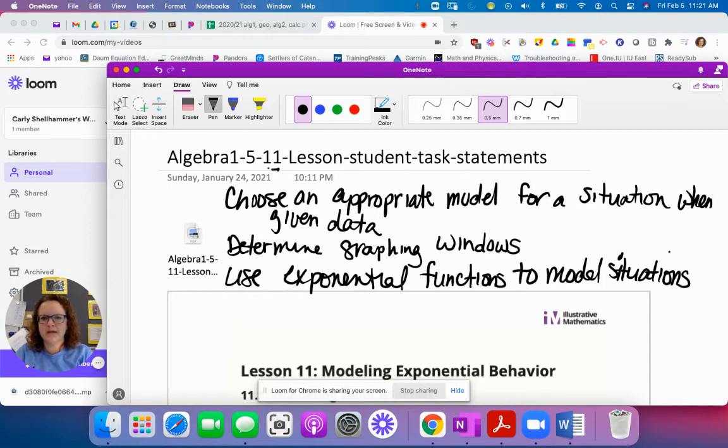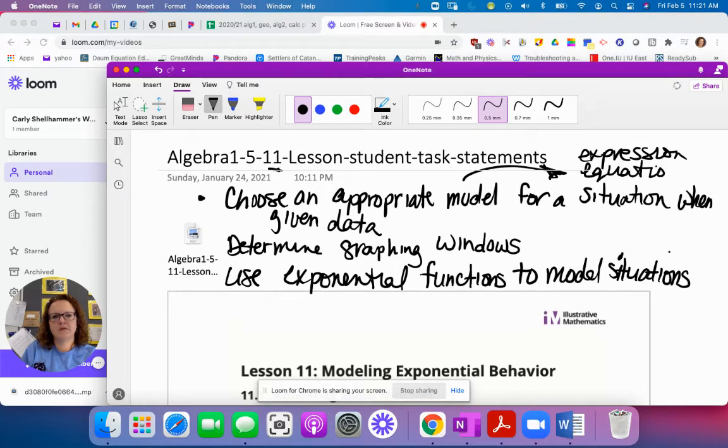Algebra 1, we are in lesson 11. Today we are going to learn how to choose an appropriate model for a situation when given data. Model in math class always means an expression or an equation of some sort.